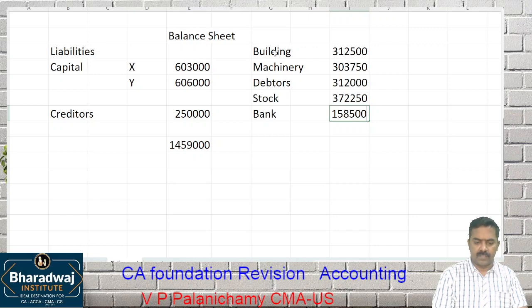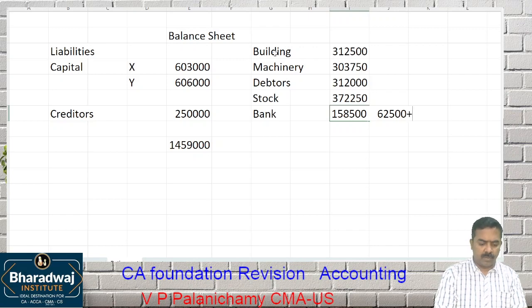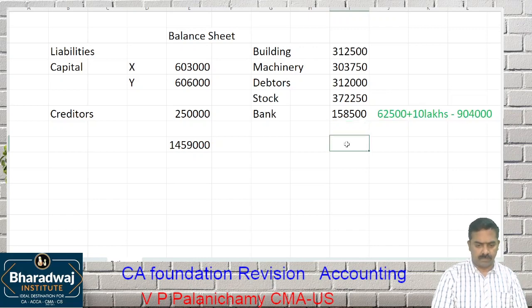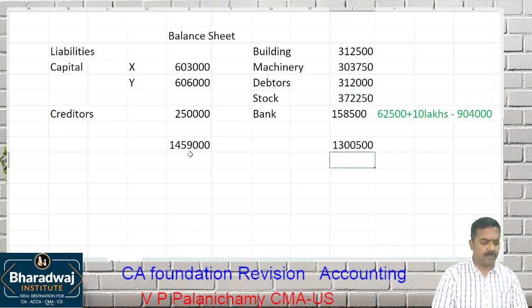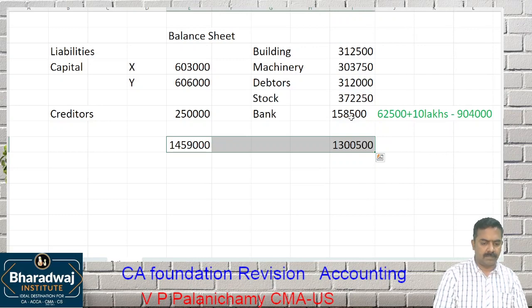This is after adjustments, right? What is the old balance, plus the new, old partners brought how much? 10 lakhs, minus what is paid to the retiring partner? 9,04,000. Again.